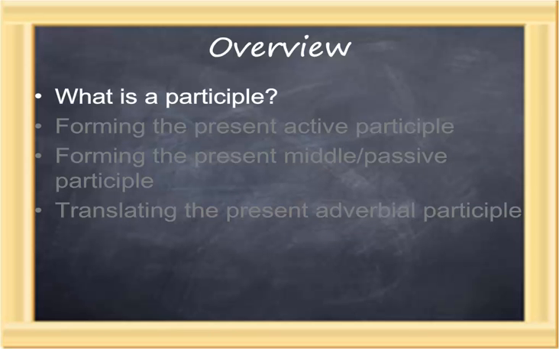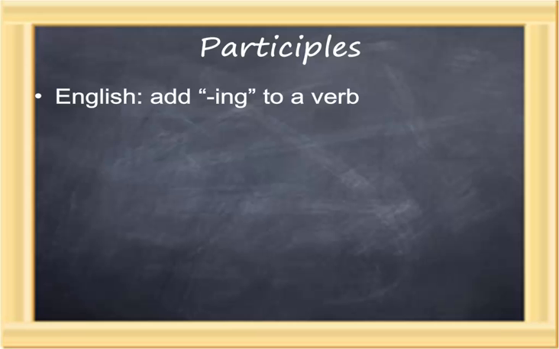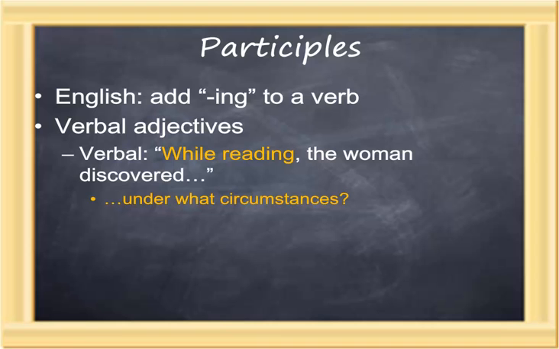What is a participle? Speakers of English change a verb, such as run, into a participial form by adding ing. "The boy running across the street was almost hit by a car" is an example of a participial form. We can define a participle as a verbal adjective. Let me say that again. A verbal adjective, recognizing that it has both verbal and adjectival elements.